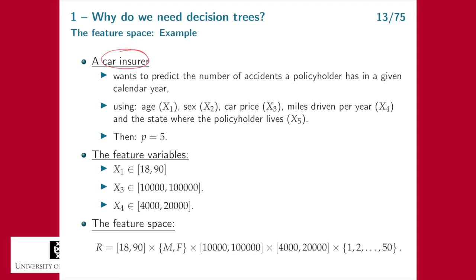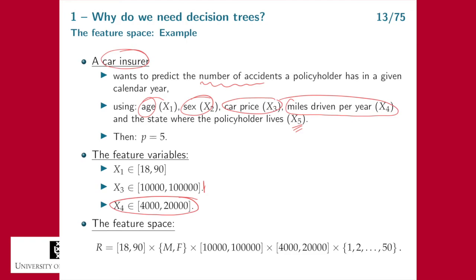A first simple example is a car insurer. And the car insurer wants to predict the number of accidents of a policyholder in a given calendar year. And for each policyholder, you have X1, the age, X2, sex, male, female, the car price, where we assume that the car price is in this interval. We have how many miles you drive per year, and we assume that the miles that you drive is given by this interval. And finally, we are in the US, so we can say in what state our policyholder is living. So assume that the age is somewhere between 18 and 90, then this R is your feature space, meaning that any X for which you need to predict the target Y takes a value somewhere in this space R.